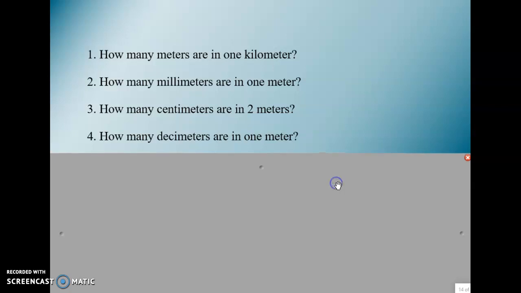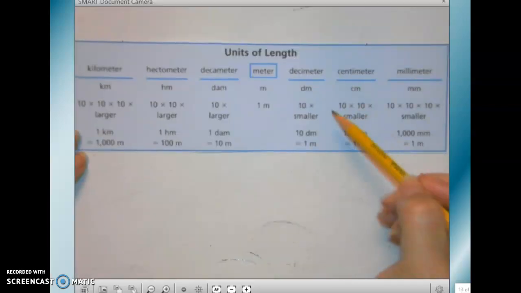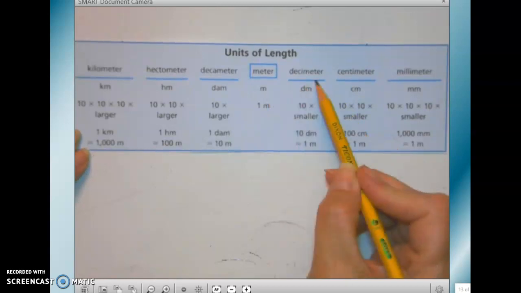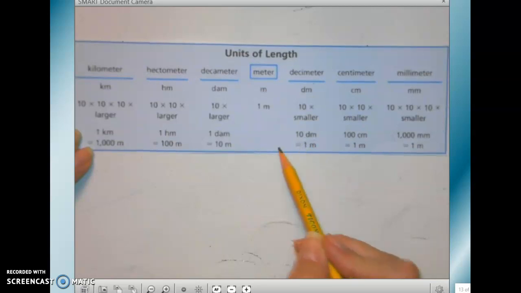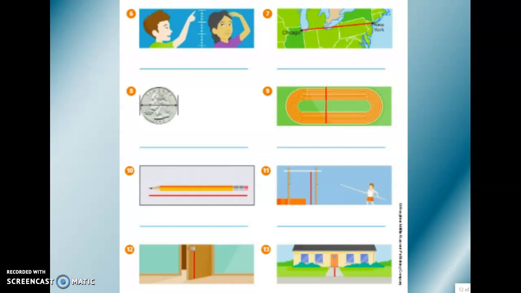Okay. How many decimeters? Careful now, that's deci with an I. So let's go back to our chart. How many decimeters are in this meter? Remember, this is divided into 10 pieces. There are 10 decimeters in 1 meter. So this chart is really useful, okay? I like to refer back to it when I'm answering questions.